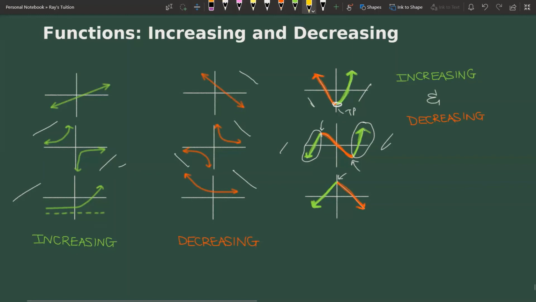So to look at the values, we look at the x values. For example, this graph is the parabola. It's decreasing from x being equal to this value all the way to negative infinity, and it is increasing from this value all the way to positive infinity. So you need to look at the corresponding x values to determine whether it is increasing or decreasing.